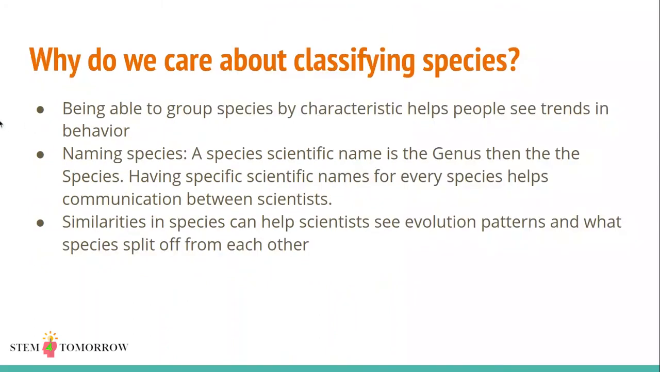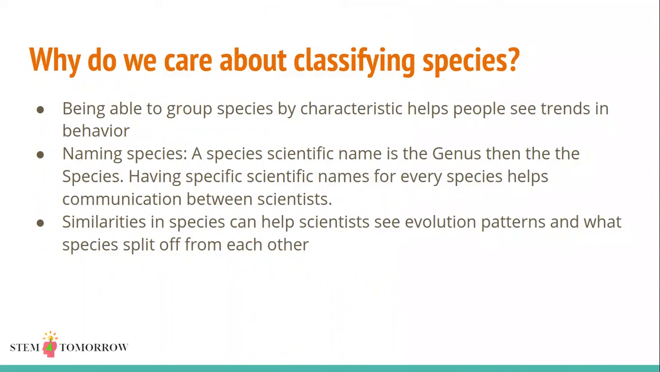So why do we care about classifying species? Why does it matter? Being able to group species by characteristics helps people see trends in behavior. If you have two organisms from the same genus, then you can generally predict how they're going to react to certain factors that might be brought in from an ecosystem, just generally. It's a way to name species. A species' scientific name is the genus, then the species.